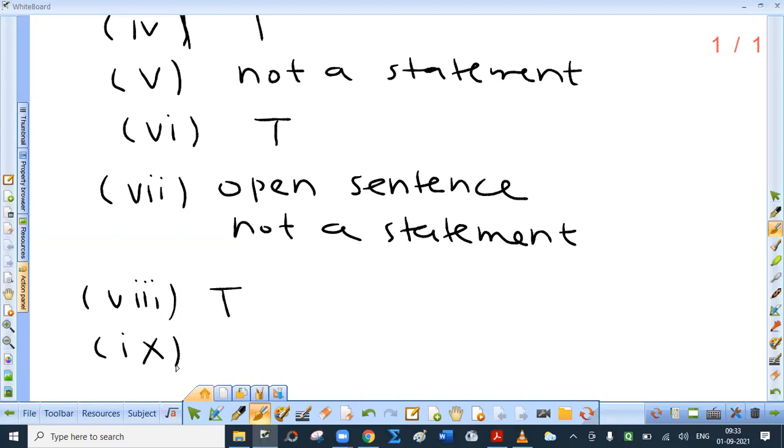9th: do you like mathematics? You will say that the answer is yes or no. But when you say yes or no, it means 50-50, so this middle case is not considered in logic, right? So how will you express this? You can say that this is an interrogative sentence, question mark. Hence it is not a statement. In exam, for sum number 9, you have to say it is an interrogative sentence, hence it is not a statement.